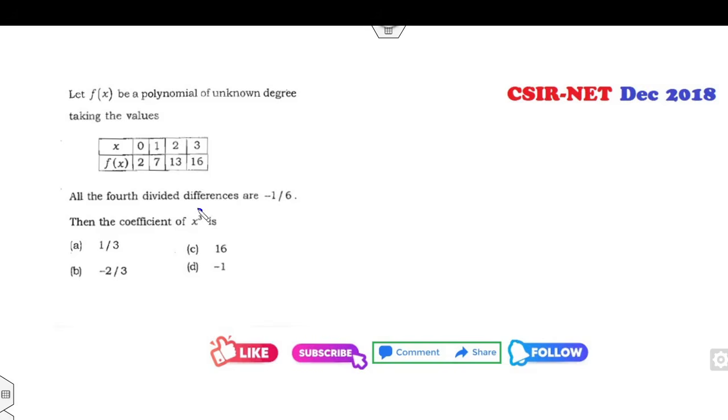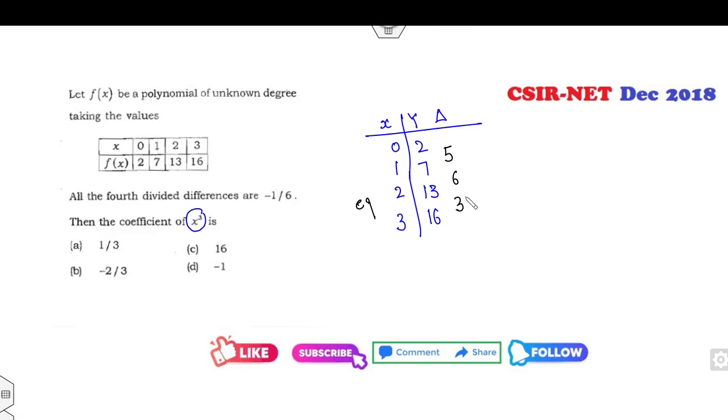Okay, your target is to find the coefficient of the x cube for this polynomial. X is 0, 1, 2, 3. The value of y is 2, 7, 13, 16. Find it quickly. They are equally spaced. So that will be 5, that is 6, that is 3.